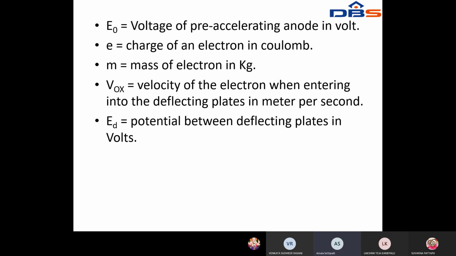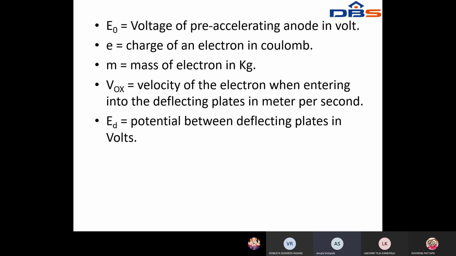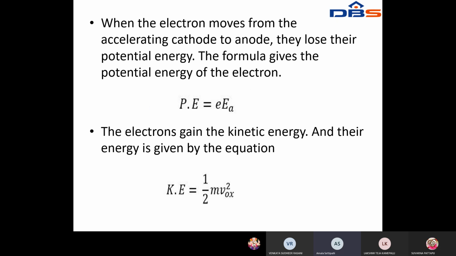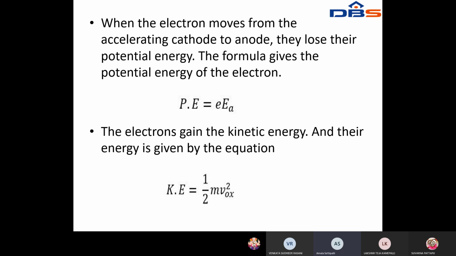Coming to the diagram, you can assume the distance between the deflection plates is small d, and LD is the length of the deflecting plates. L is the distance between the screen and the mid of the deflecting plates. D is the deflection.